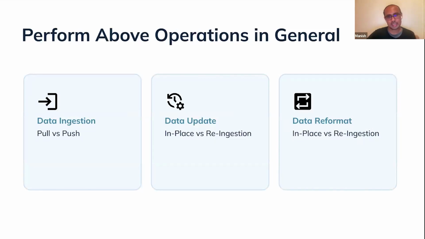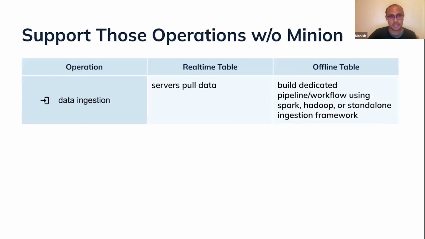Before going to minions, let's see how you would perform these operations. When you take data ingestion, there are two types of tables. In fact, there is a third type as well, but we'll focus on these two here. We have a real-time table. A real-time table pulls the data from a real-time streaming source, typically Kafka or Kinesis or whatever, but Kafka is a common source.